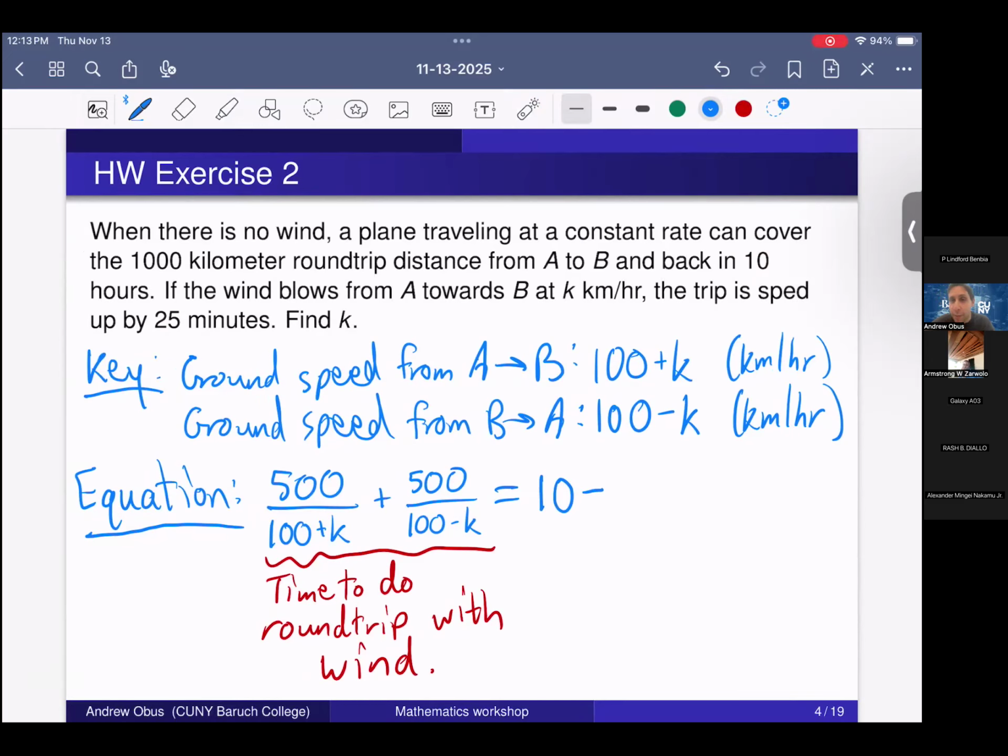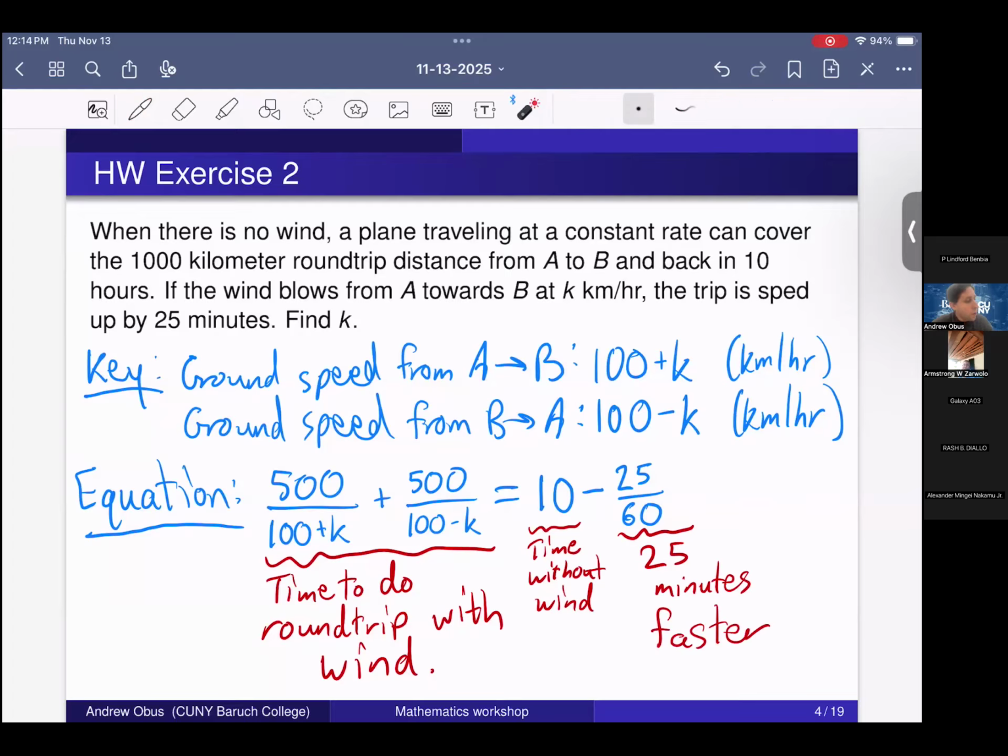Oh, okay, so I see that Abraham Borgon has an answer. I don't know if it's right. We'll have to solve it. But what we have here is 10 minus 25 divided by 60, right? Because this is time without wind. And this over here is 25 minutes faster.